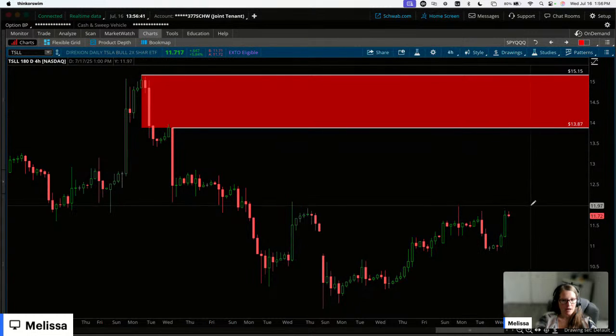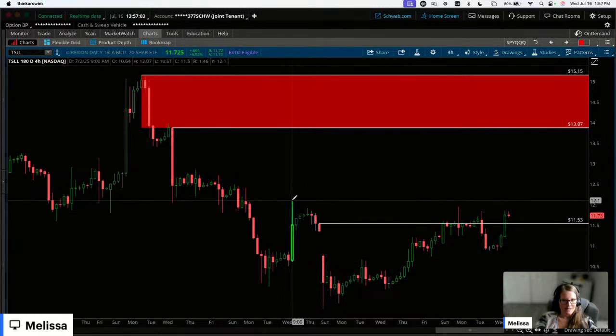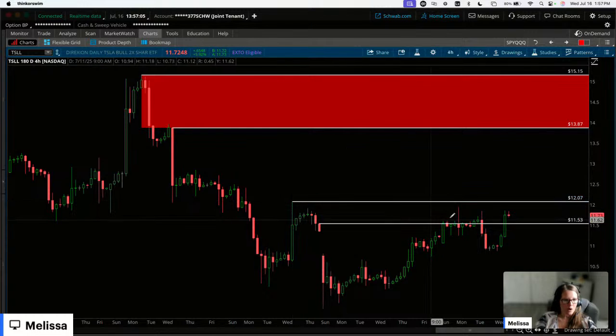Another area that I want to point out where price is at on TSLL and why it has had such a hard time getting up and over $12 is this zone right here. Again, you got a gap. I just treat this as one big old long candle. Well, guess what? That gives me a sell the rip zone right here.